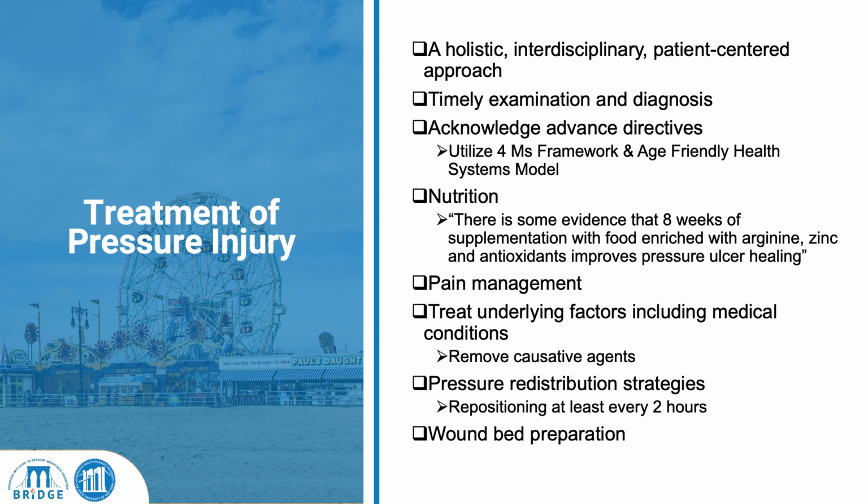Goals of care should be aligned with the patient's wishes, so acknowledgement of advance directives should be taken into consideration, utilizing the 4Ms healthcare model. Nutrition is very important. There's some evidence that 8 weeks of supplementation with food enriched with arginine, zinc, and antioxidants improves pressure ulcer healing. Pain management is indicated where pain is present, and it's strongly recommended to treat underlying precipitating factors, including medical conditions. Specifically, remove causative agents or insults. Pressure redistribution is strongly recommended.